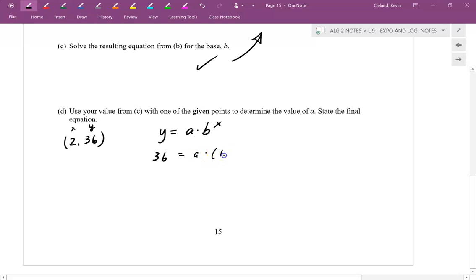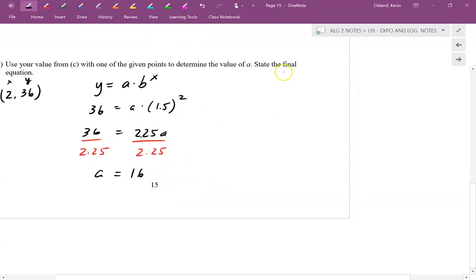A times 1.5, in this case to the second. 1.5 to the second is 2.25, equals 36, and then we're just going to divide by 2.25 to solve for A. So A comes out to 16, and we can just put all that together to state the final equation. A is 16 times 1.5 to the x power.